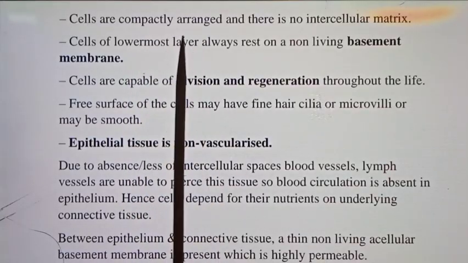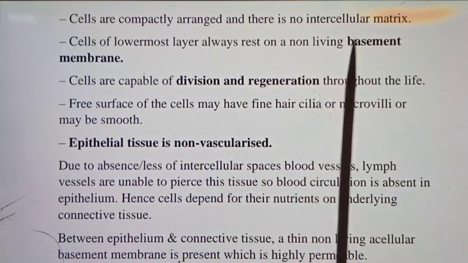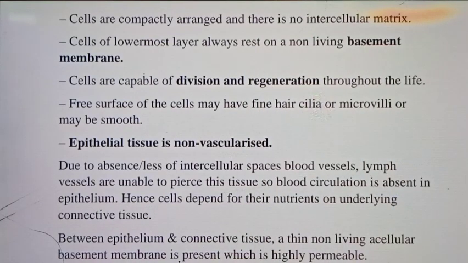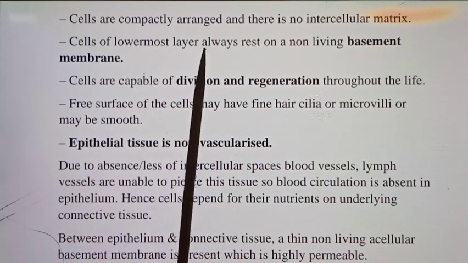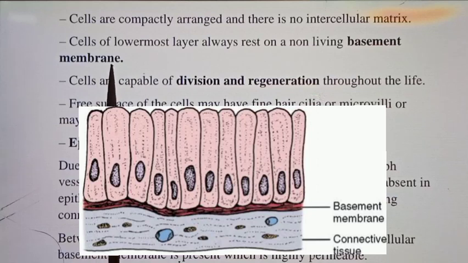These cells are compactly arranged and there is no intercellular matrix, but in some books it is given as a less intercellular matrix. That means the substance which is present in between the cells, we call a matrix. The lowermost layer always rests upon a non-living basement membrane. The basement membrane is the membrane upon which the lowermost layer of the epithelial tissue rests. Meanwhile you can see the photo which is showing the basement membrane in the tissue.